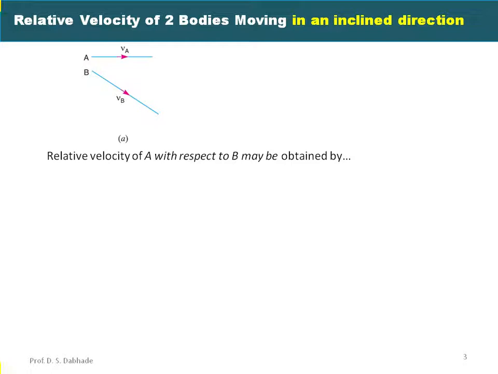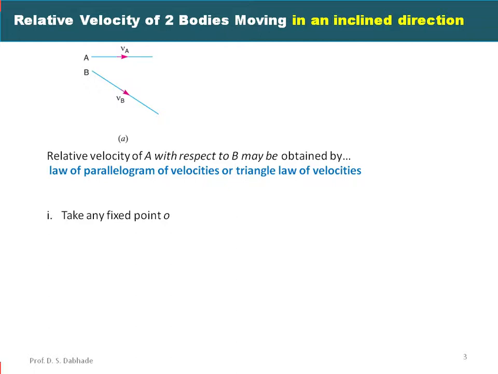It can be calculated by means of the law of parallelogram of velocities, or the triangle law of velocities. By using this law, we can calculate the resultant, that is, find out the relative velocity. Let us see the procedure for how we can calculate it. First, take any fixed point O. Here, let it be the fixed point O.